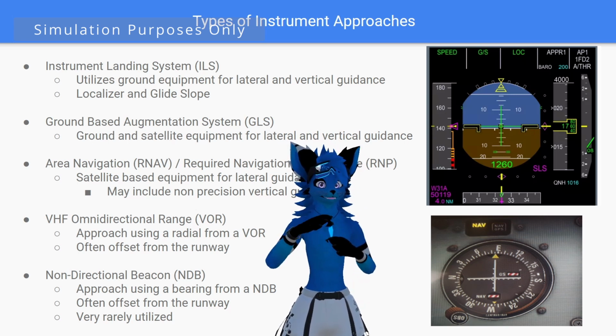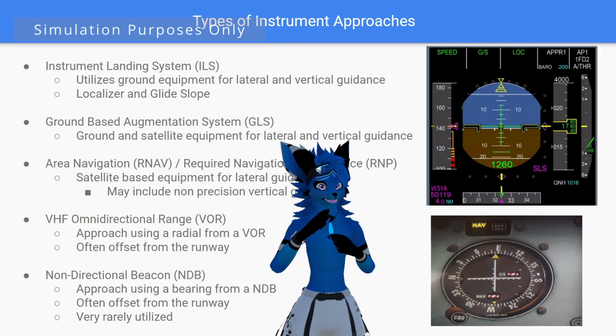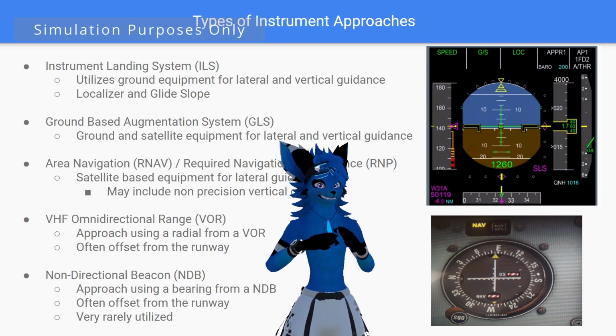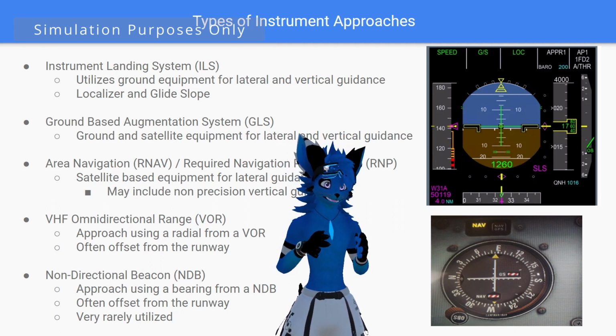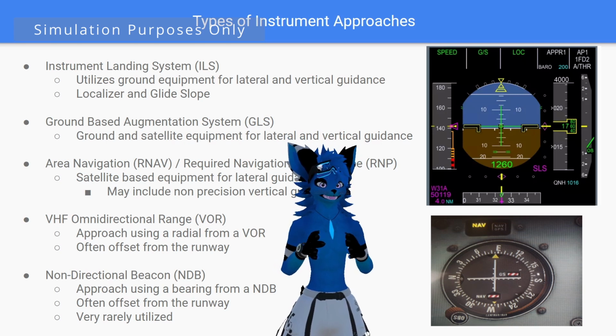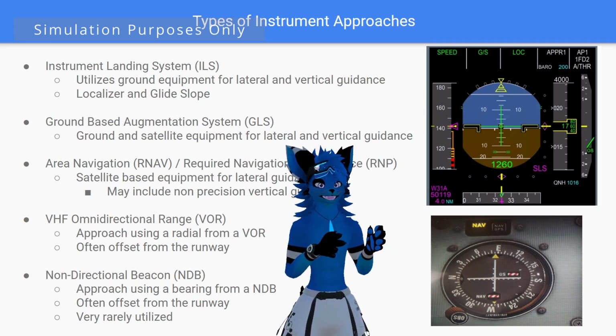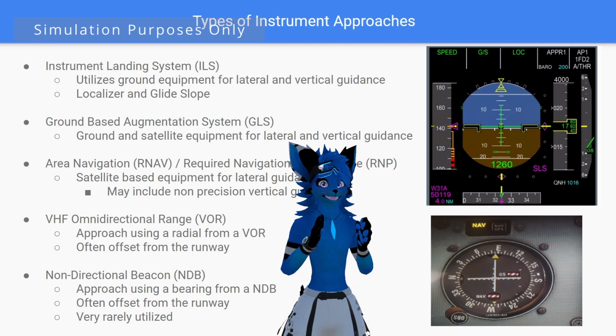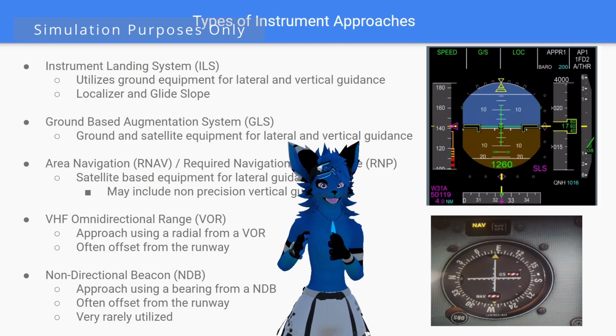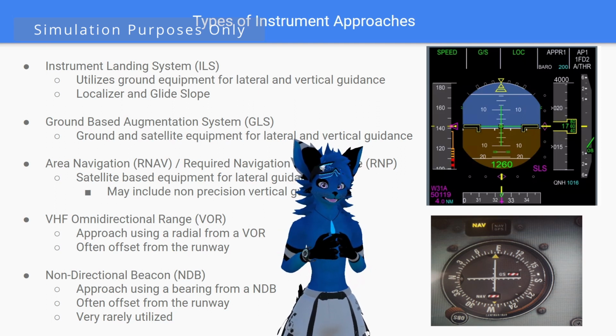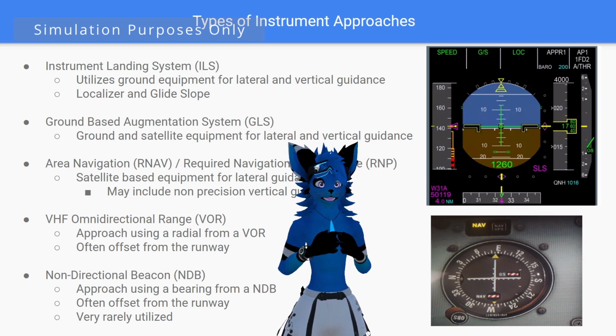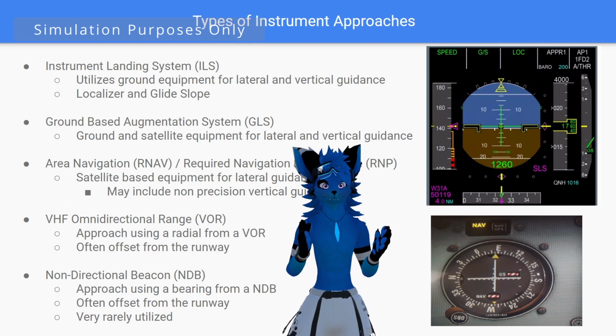If the diamond is above that bar, it means you're going to be below the glide slope, and if the diamond is below that bar, it means you're above the glide slope. For the localizer, if the diamond is to the left of the bar, that means you're going to be to the right of the localizer. If the diamond is to the right of that bar, it means you're going to be to the left of the localizer. And then on the bottom, it works the exact same way. The vertical bar is your localizer, and the horizontal bar is your glide slope.